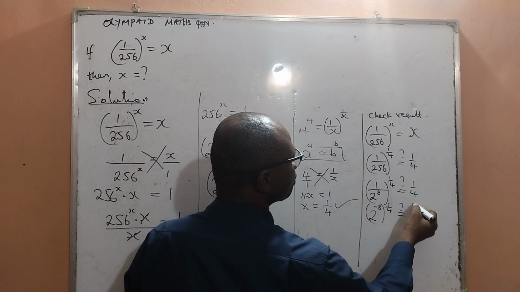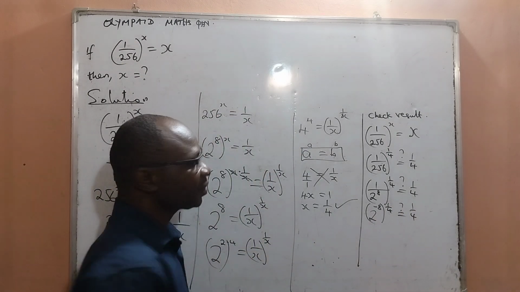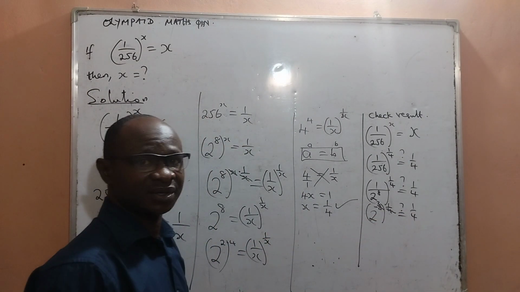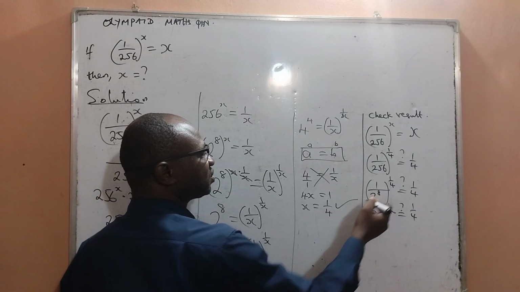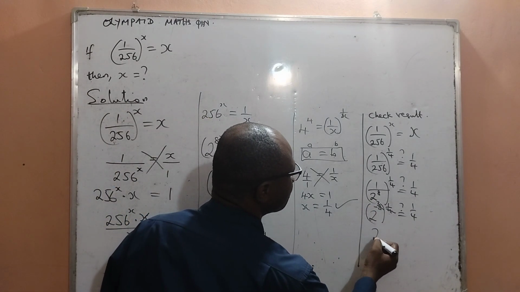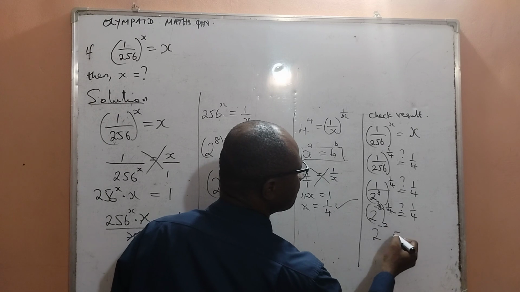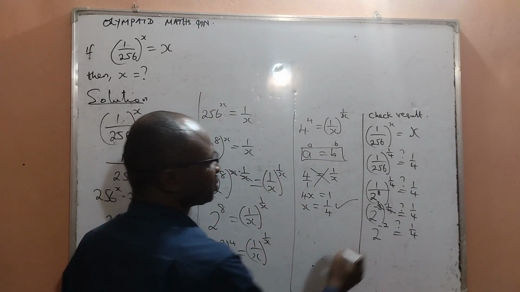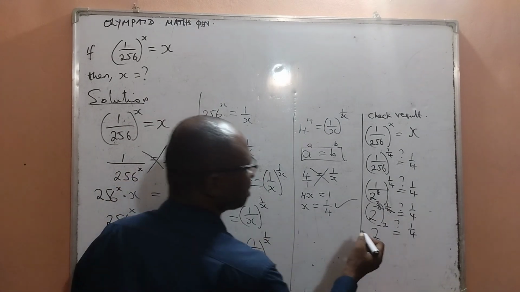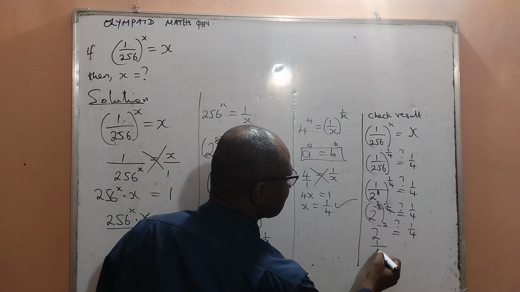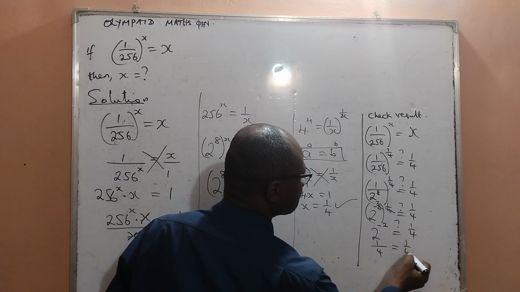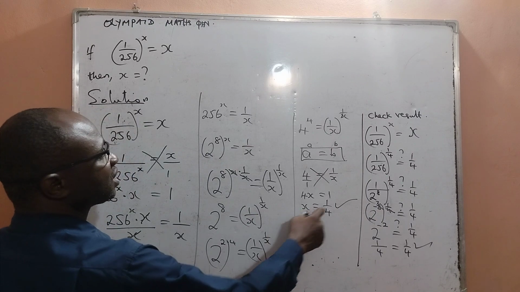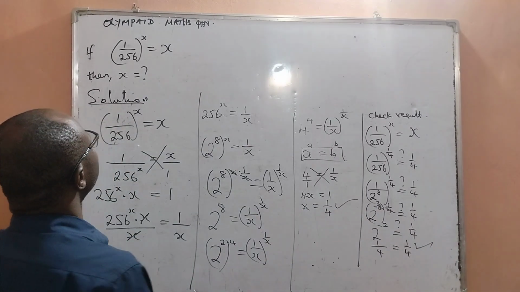Is this equal to 1 all over 4? Then 4 can cancel out minus 8 to give me minus 2. That means I have 2 to the power of minus 2. Is it equal to 1 all over 4? Yes, because 2 to the power of minus 2 is the same as 1 all over 4, which is equal to 1 all over 4. Authenticating that the value of x is actually equal to 1 over 4.